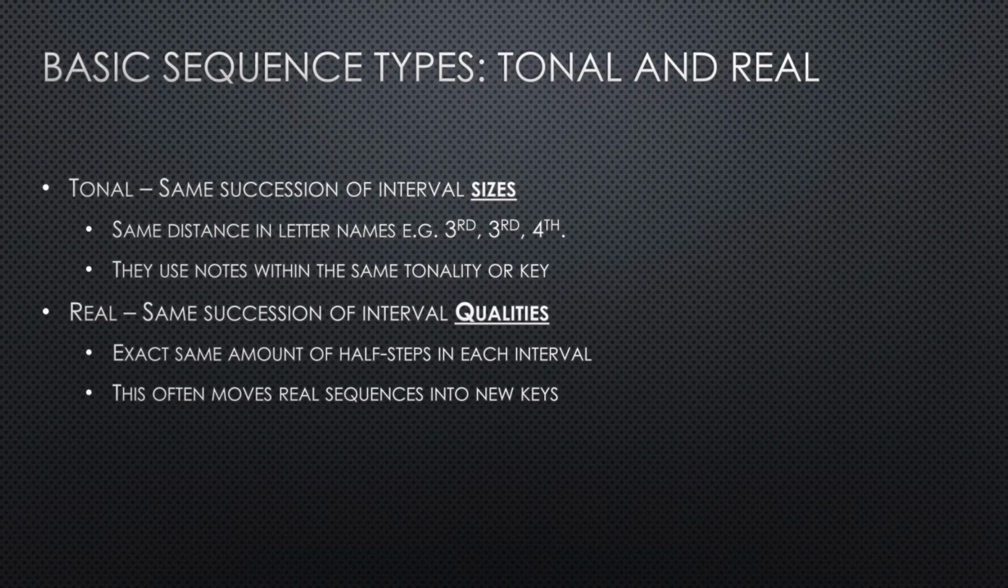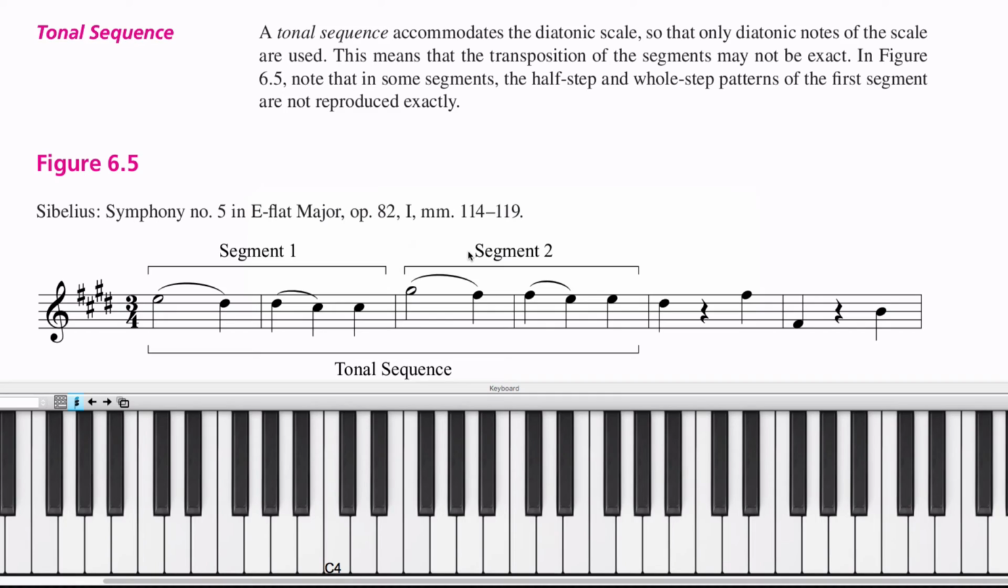Okay, and because of that, as I said, it usually moves them to new keys, so they sometimes call them modulating sequences. Let's take a look now at these tonal sequences, the ones that have the same interval sizes, like thirds or fourths, but they don't have necessarily the exact same qualities because they're trying to stay within the key. So here we have a tonal sequence, and a tonal sequence here, again, has the same succession of interval sizes.